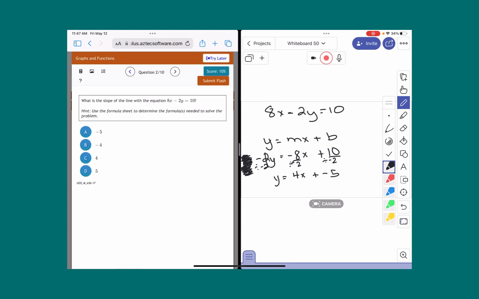And they were asking us for the slope, and now that it's in the proper format, the slope is right here beside the x. So your slope is 4.